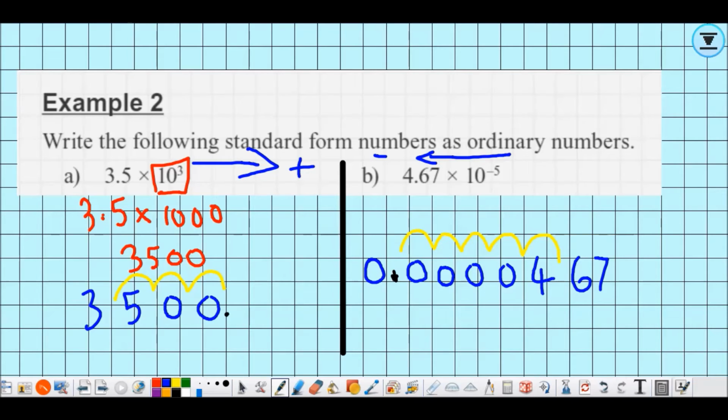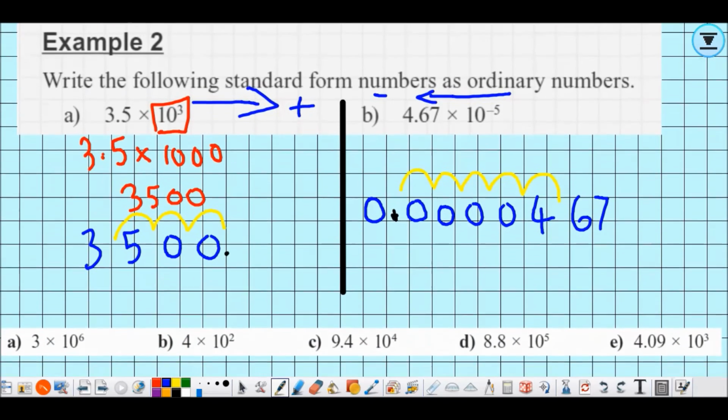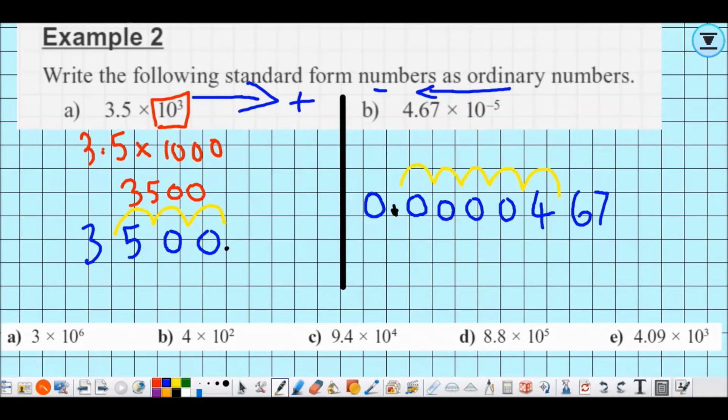Now, key thing, misconception is quite important in this sense. If you look at the negative values for standard form indices, you can see we've got 1, 2, 3, 4, 5 zeros. Whatever the negative value is, the number that you have will have that amount of zeros in front of it with a decimal point after the first 0 in every case.